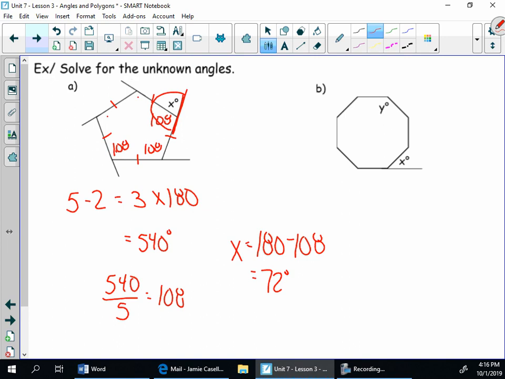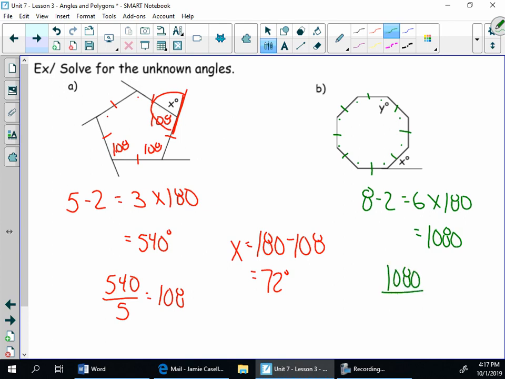Okay, you gotta try the last one, pause it, see if you get it right. Here we got 8 sides, which makes 6 triangles, which makes that 1080 altogether. How many angles do we have? Well, if we count them up, there's 8 of them. So 1080 divided by 8 will give us the inside one, which happens to be letter Y. And you get 135 for that.